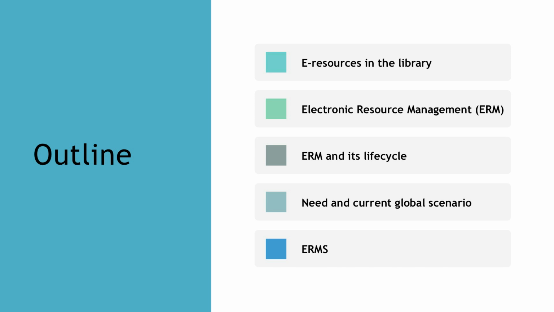Most of the time we think that only procurement and providing access are the functions associated with electronic resource management, but this is not the case. Electronic resource management is a very broad and complex process, and there are many steps involved. My lecture today will focus on why libraries are acquiring electronic resources, what is ERM, what is the life cycle of ERM, and why should we go for ERM.